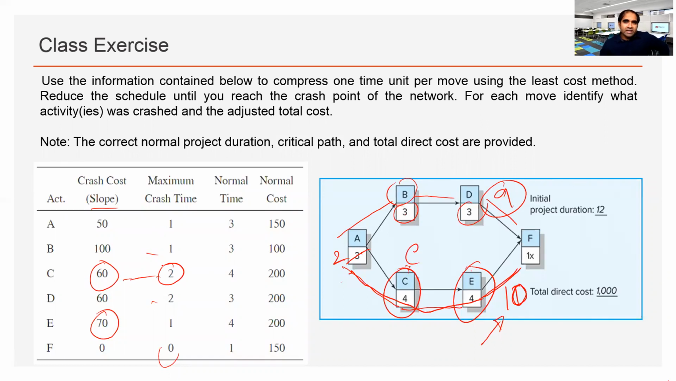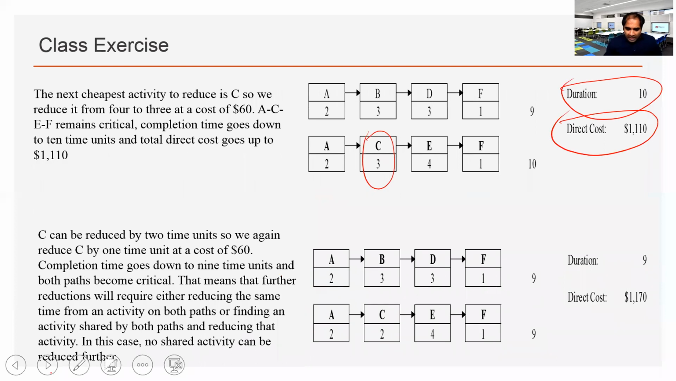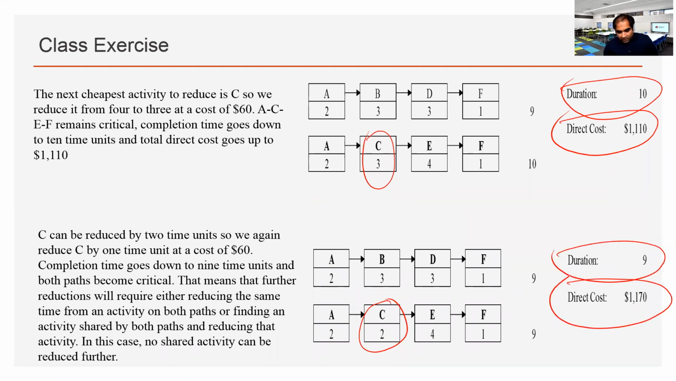So let's crash C again, to 2 days. Now C is crashed 2 days. Now we have a duration of 9 and an additional 60 is added. Now both chain 1 and 2 have similar duration of 9 days. Okay, can you reduce any further?